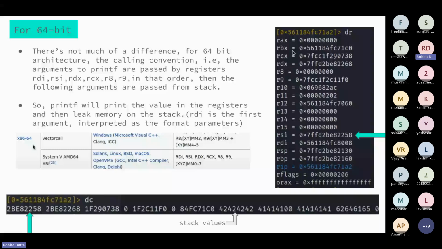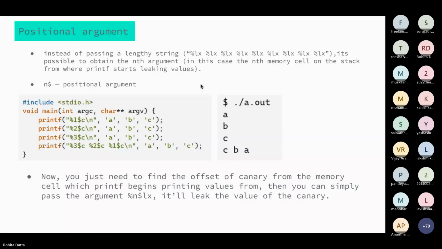You have something called a positional argument. This basically picks which argument printf has to print. So in the example here, you have $1C. It tells printf to look at the first argument and print that. So whatever the value of n is, printf is going to print that numbered argument.